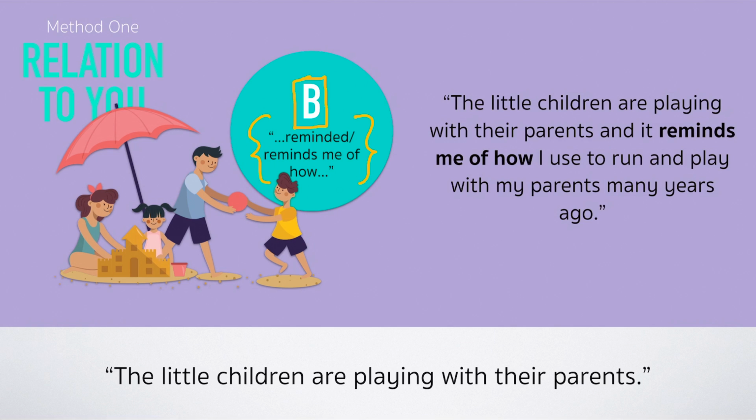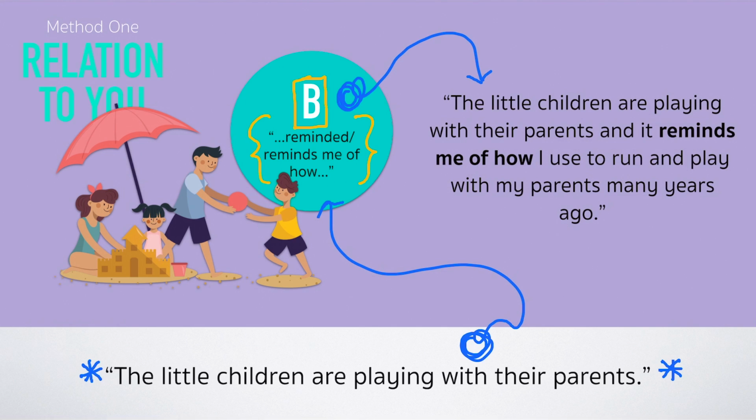So again, our initial or original sentence is right here. So we're going to see how if we take this, we add it to this, add them both up and bring them over here to get the new longer sentence. So here we go. The little children are playing with their parents. So again, that's the original short and simple sentence. And it reminds me of how. Again, that's now our new pattern that we're adding. And now the next part is the new part. I used to run and play with my parents many years ago.